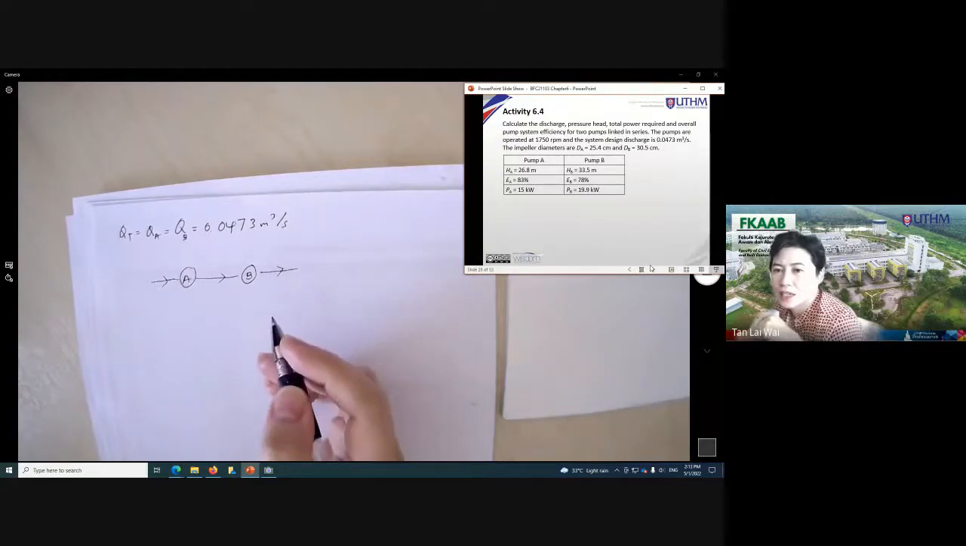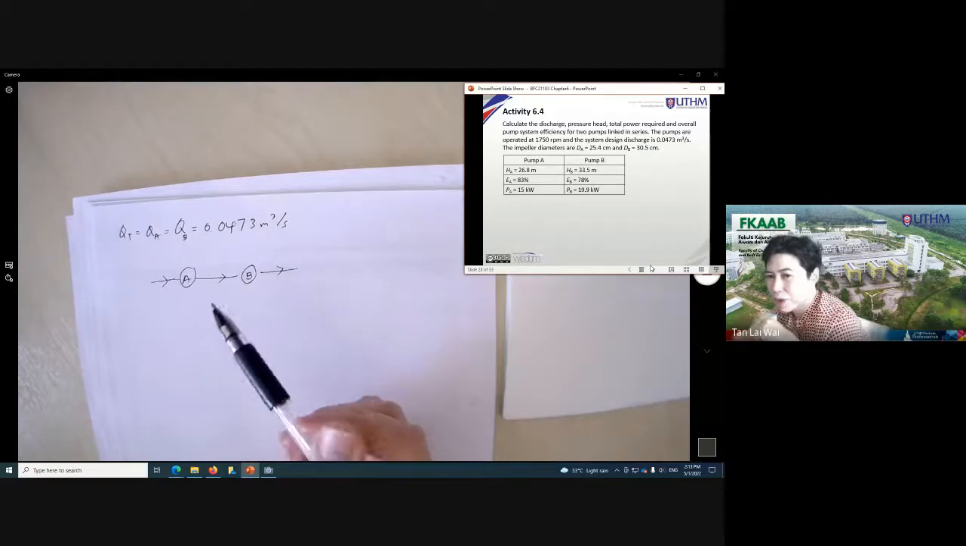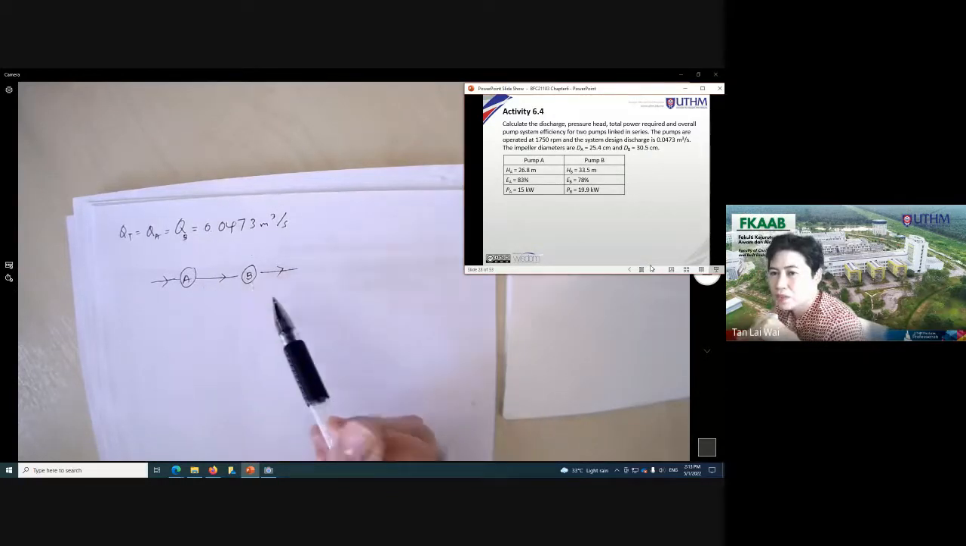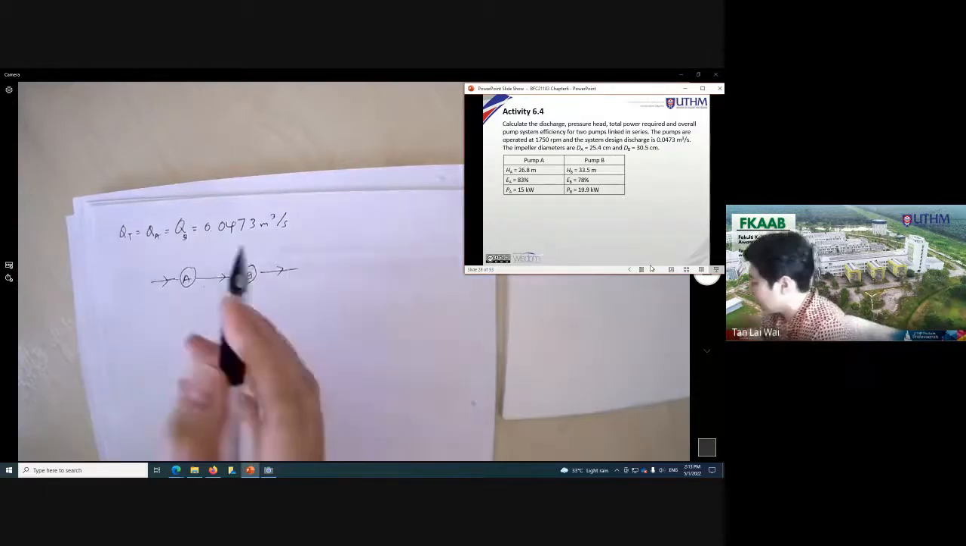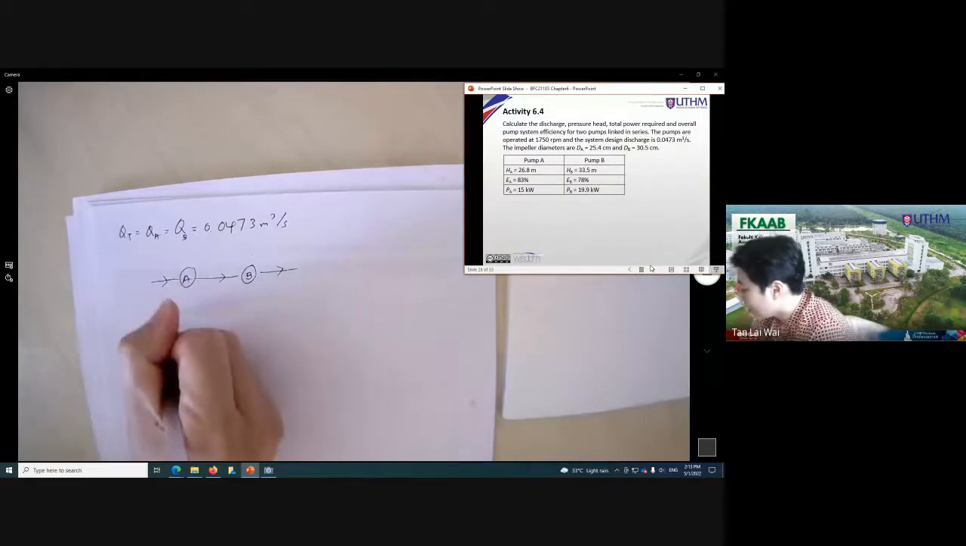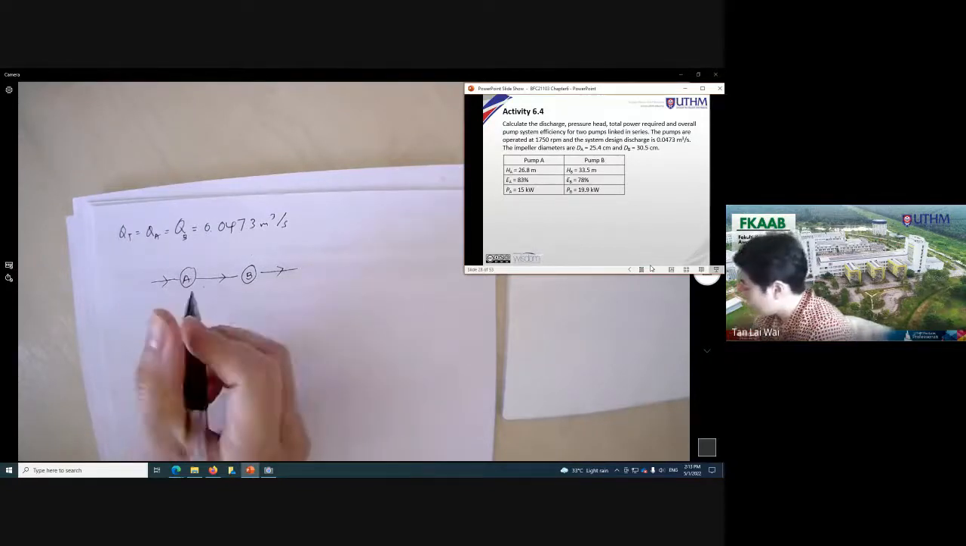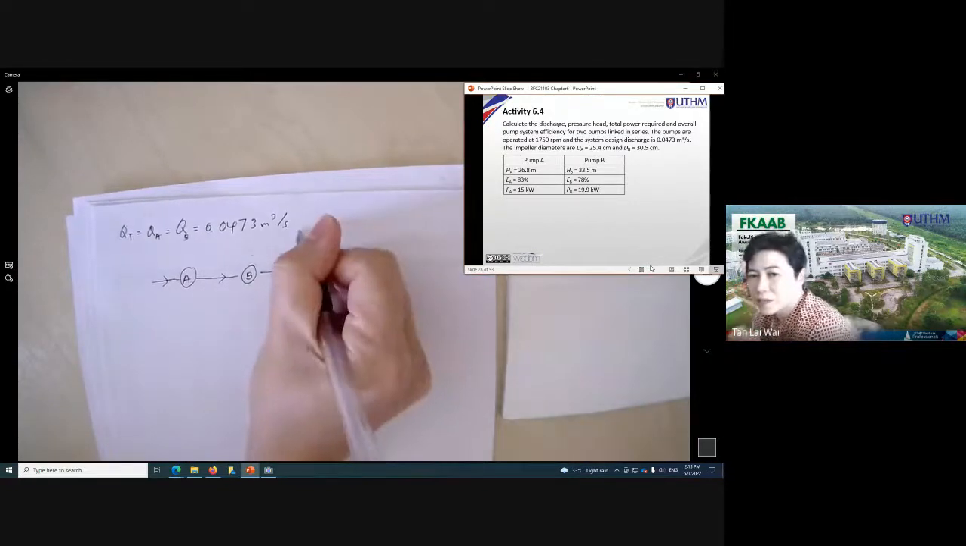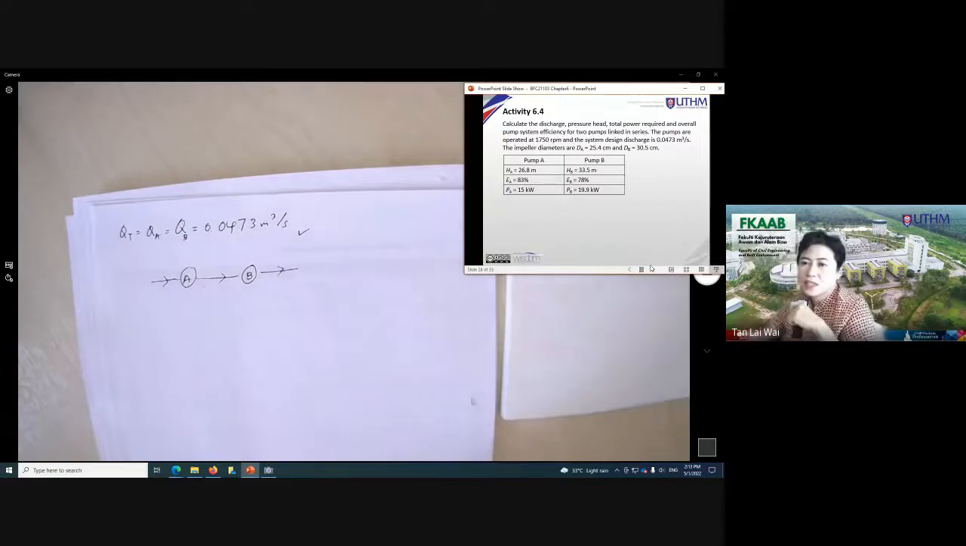And then the impeller diameter, the diameter of pump A and B. This is 24.4. This is 30.5. Now the question asks us to find discharge for the system. So you have this. Discharge for the system, you already got it.